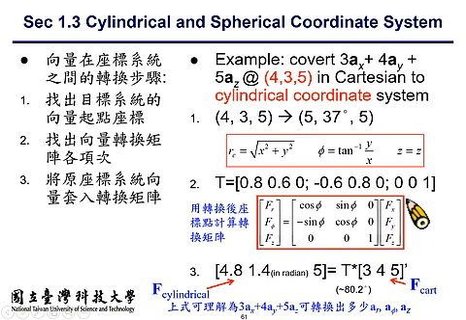Okay, so this is a conversion between the cylindrical coordinate system and the Cartesian coordinate system. All right, so 4, 3, 5 after the conversion is 5 as r, 37 degrees as what? As phi coordinate. And the z coordinate remains the same, that is 5, using this relationship. The second step is find out the transformation matrix.